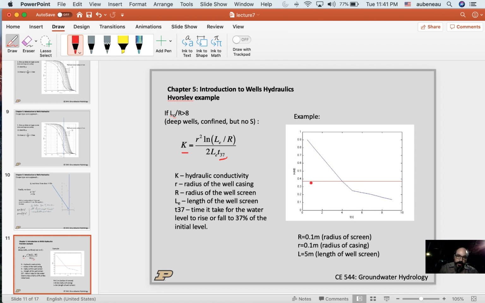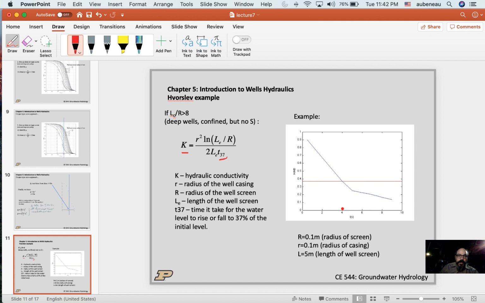But anyways, in practice, what you do is you go to 37% here on your, again, this is ratio of head, from 1 and then down, down, down, versus time, right? And you can see here at the ratio 37%, you can read the time on the x-axis. So now you have the time, T37 is 4 seconds here, right?